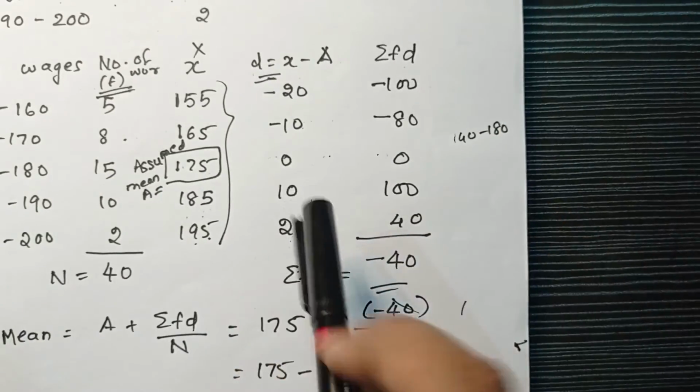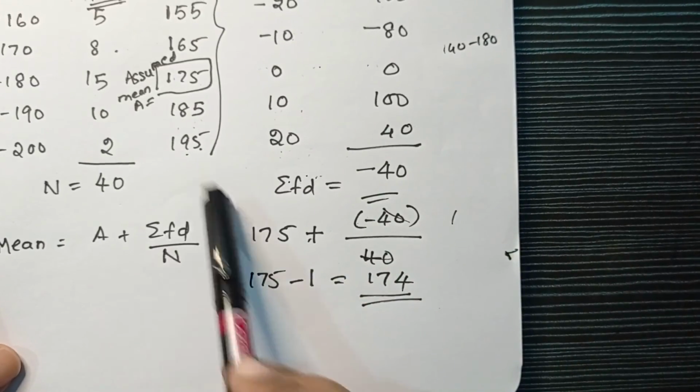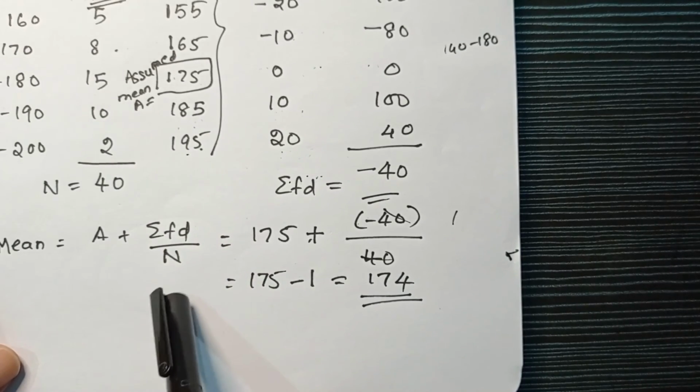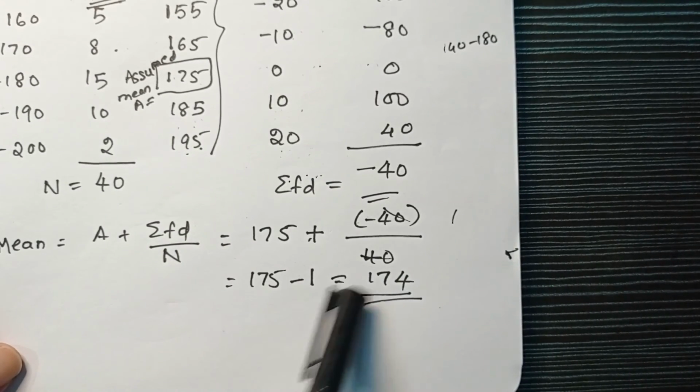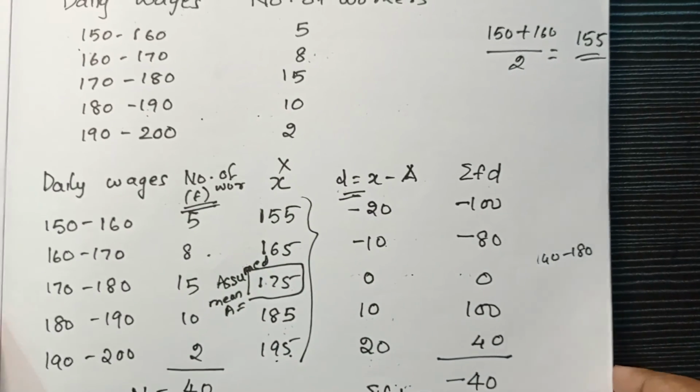We found the total of fd, we found the total of n, the assumed mean we know, and then you just substitute all these values in the formula. So 175 minus 1, 174 is the final answer. Okay, I hope it is clear.